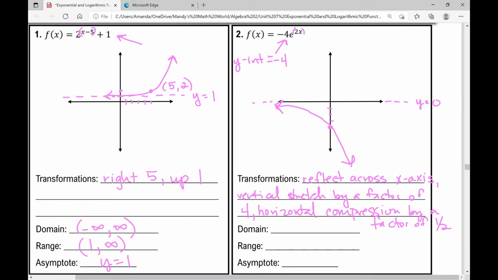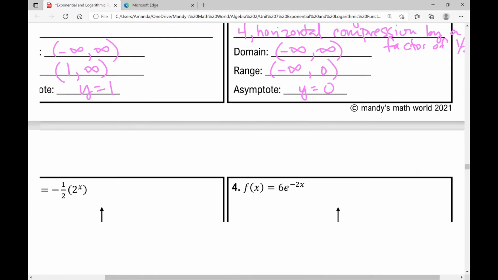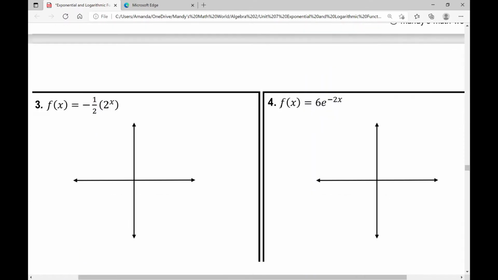So we're just reflecting it across the x-axis, and that does not affect the domain. It's still -∞ to infinity, but because it was flipped across the x-axis, that does affect our range. It goes now from -∞ up to 0, not including that asymptote at y equals 0. And now let's move on to examples 3 and 4. I need to move more quickly through this.